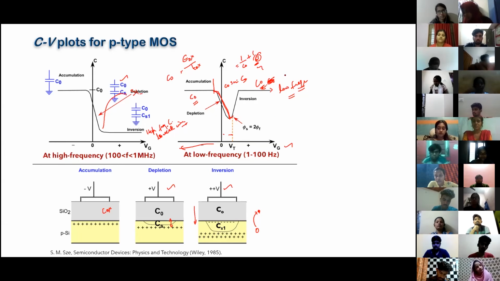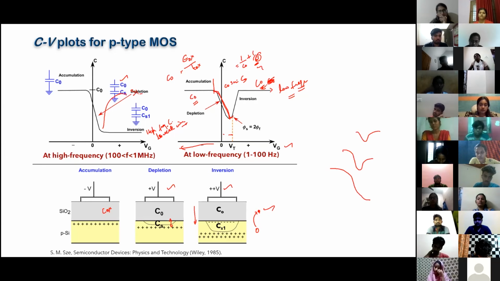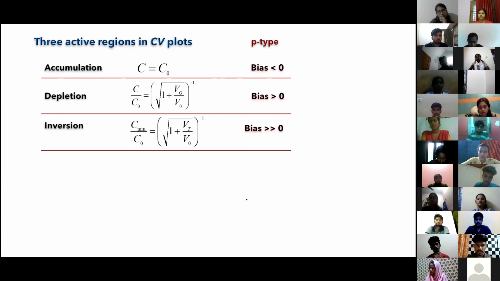Okay, so if you fabricate any kind of these MOS capacitors, and if you measure the CV, it comes like this or it comes like this, or the depth more, whatever. From the behavior of the CV characteristics, you are able to understand what is happening in the MOS capacitor. How much of the depletion and many more things can be calculated. We will see one by one here. See, these are the three active regions basically.